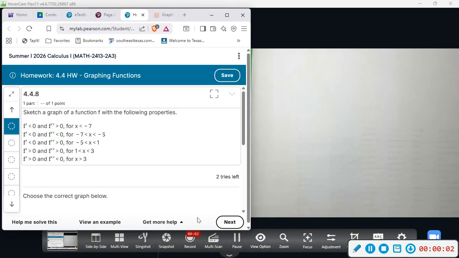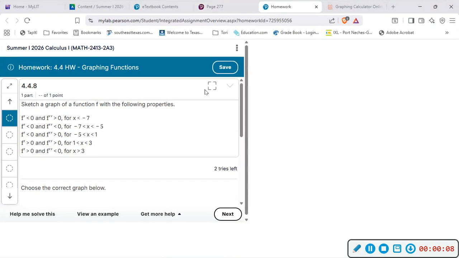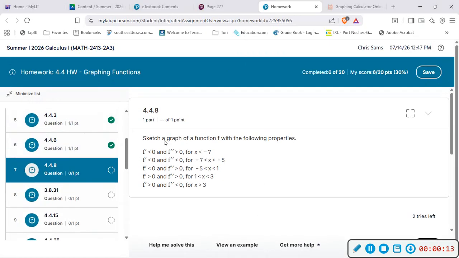All right, question number 7. We want to sketch the graph that has the following properties. All right, so let me look at this. When the first derivative is less than 0, the second derivative is greater than 0. So that means that the slope is negative, or the graph is decreasing on the left side, and then it is concave up because it says greater than 0.